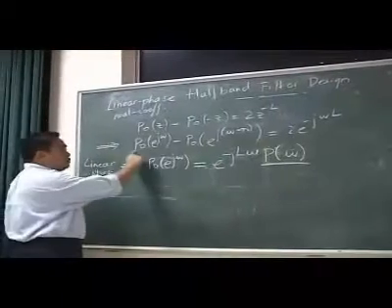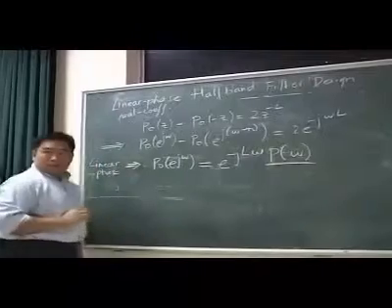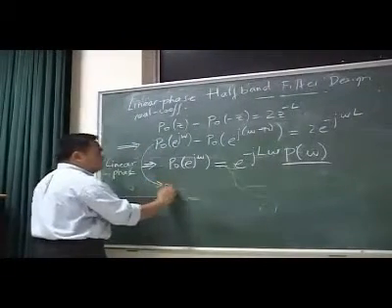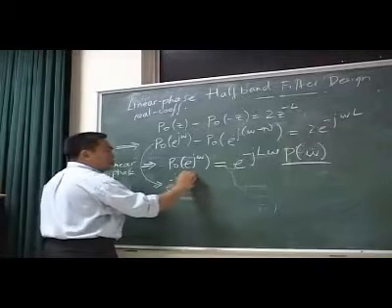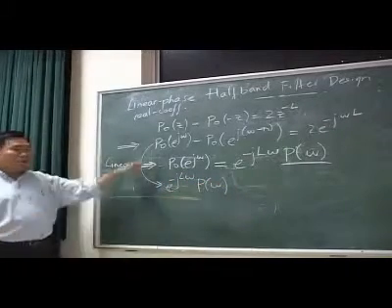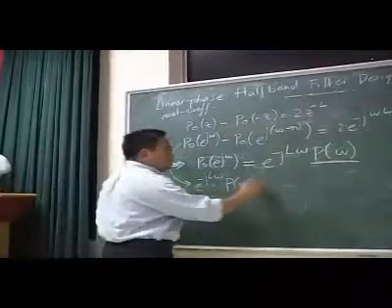So we see P naught of e to the j omega will copy this form, right? So from here we get e to the minus j L omega P of omega. That's P naught of e to the j omega. Okay? And we have minus.